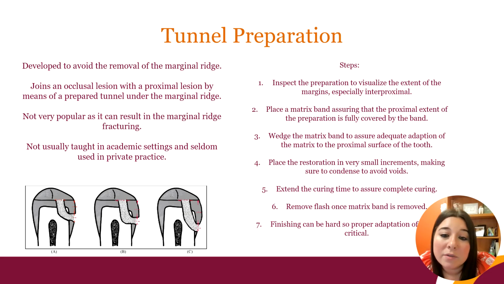We need to place the restoration in very small increments, making sure to condense a lot so there are no voids present. Extend the curing time to assure complete curing. With that curve, it can sometimes be hard to get proper curing. Remove flash once the matrix band is removed, and then finishing can also be hard because of the location of the exit of the tunnel prep. So sometimes you may need to use a finishing strip to get down in there.